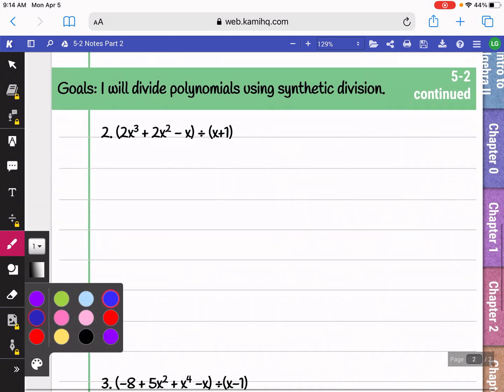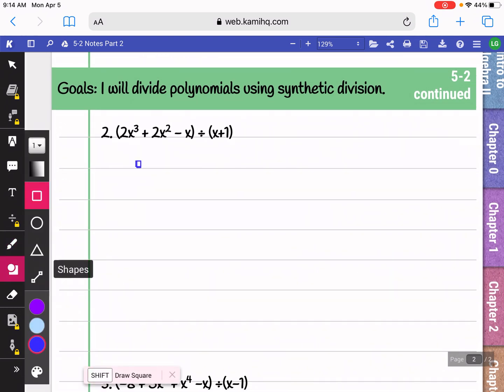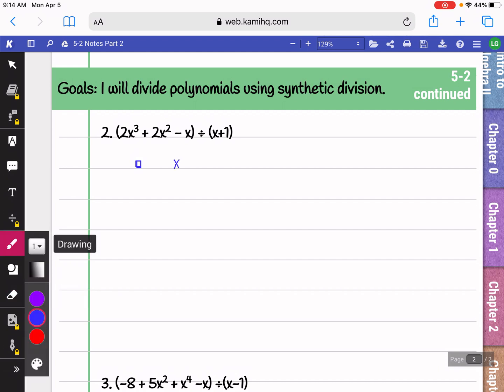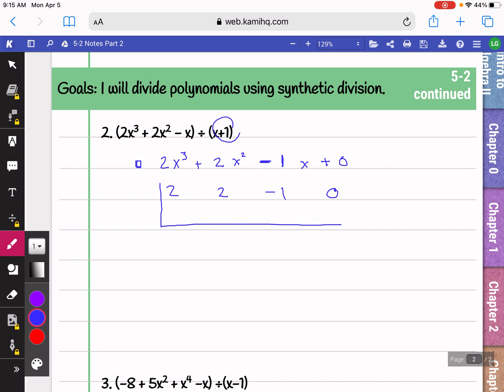In our next problem, it starts with an x cubed. After x cubed is normally x squared, then x, then our constant. So here I have 2x cubed plus 2x squared minus 1x. But normally after that, there's a number that doesn't have a letter. Here, since they skipped that, I'm going to put a 0 placeholder. So when I set up my L, I have 2, 2, negative 1, and 0. And then here, if I change the sign, instead of positive 1, I'm going to put a negative 1 here.